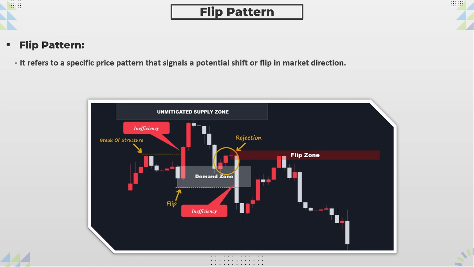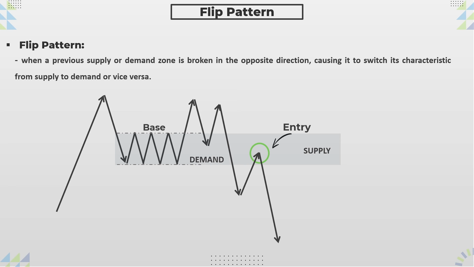And finally, the third main pattern of supply and demand is the flip pattern. The flip pattern is one of my favorite patterns and trading strategies. I always look for it and try to trade it when analyzing the market charts. It refers to a specific price pattern that signals a potential shift or flip in the market direction. Simply put, a flip pattern is about reacting to a supply or demand zone and then breaking it. Generally, this occurs when a previous supply or demand zone is broken in the opposite direction, causing it to switch its characteristic from supply to demand or vice versa.